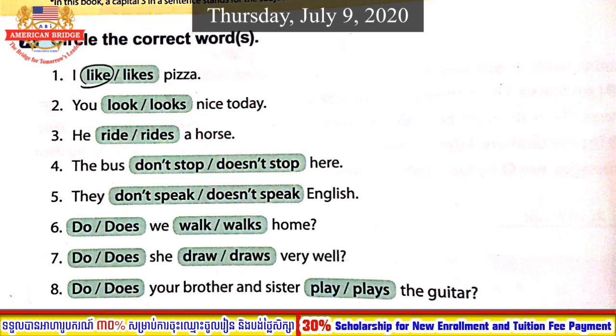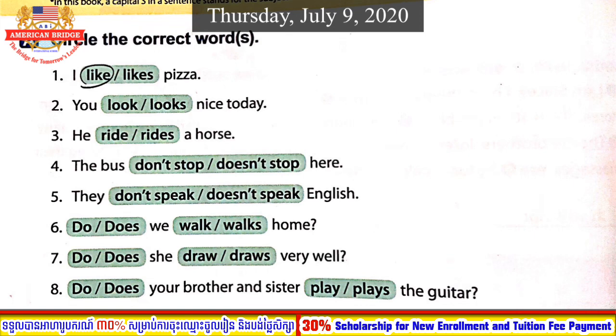Let's go to number four. The bus don't stop, doesn't stop here. So let's look at the subject. The subject is the bus, right? The bus is singular. So singular, do we have to use don't or doesn't? We have to use doesn't, right? So the bus doesn't stop here.